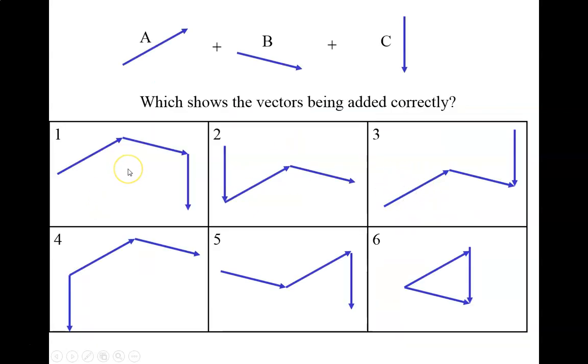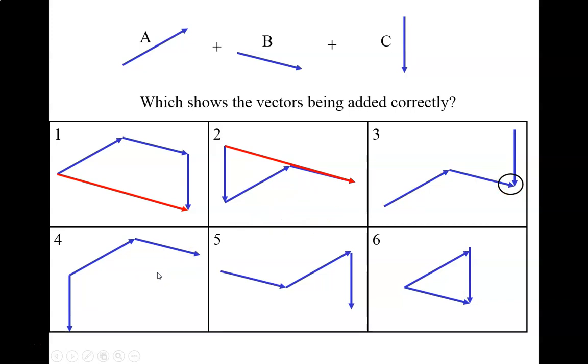So here are A, B, and C, and there are different ways I can add them. Did I add the vectors properly in box 1? I think so. Box 2? I think so. Box 3? I don't think so. Notice that I ended up with the same resultant for box 1 and box 2. Where would I have drawn my resultant from in box 3? I guess I could have started here, but where would I have finished? Over here, I guess. That would not be right.